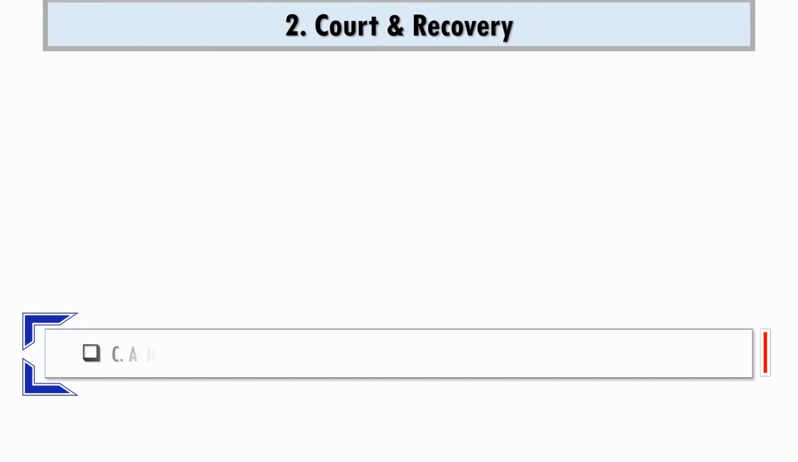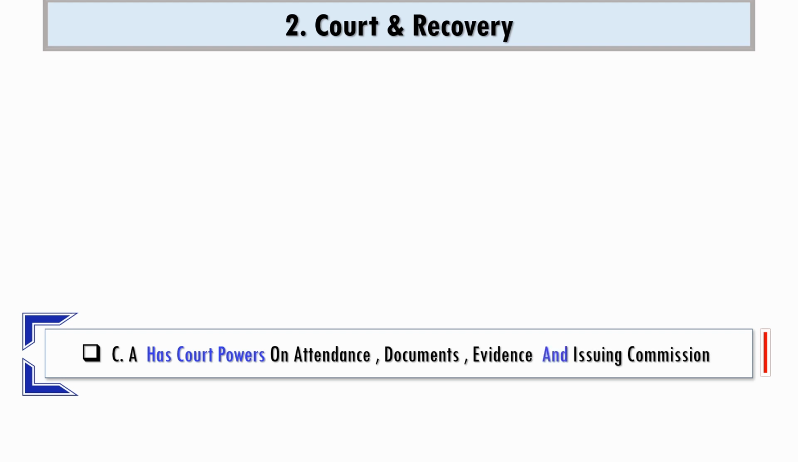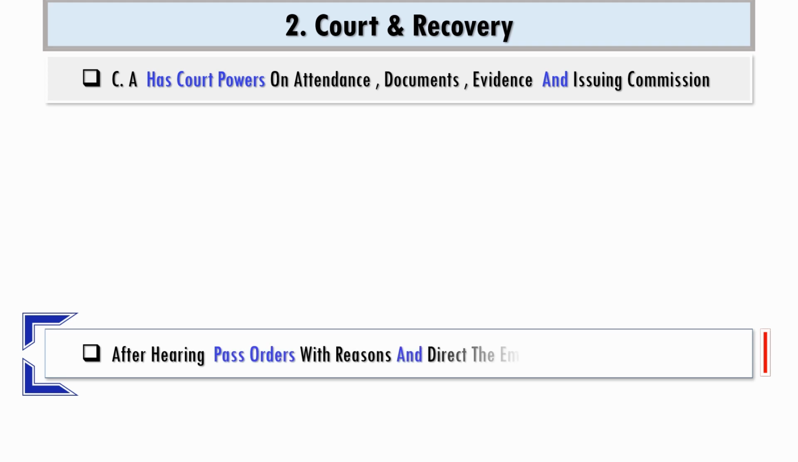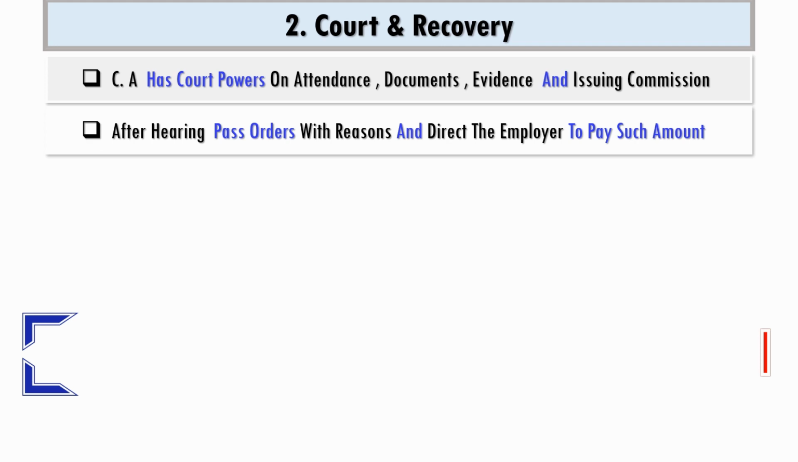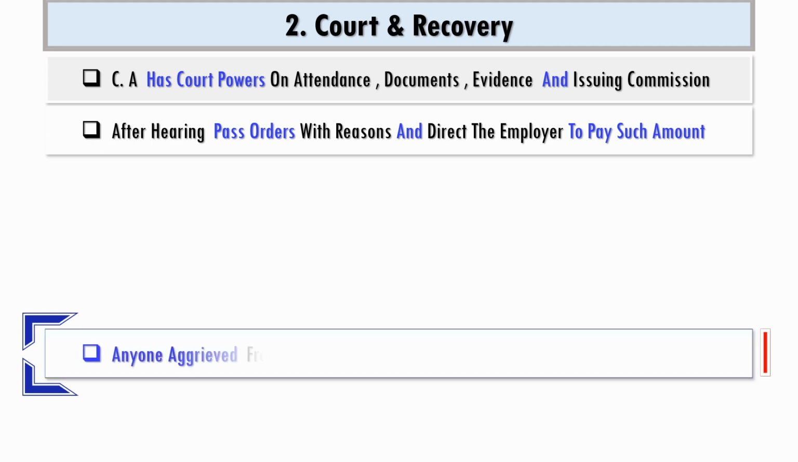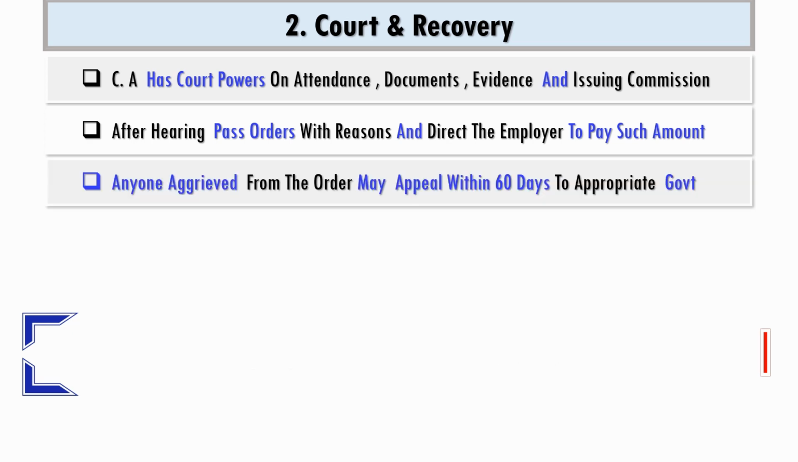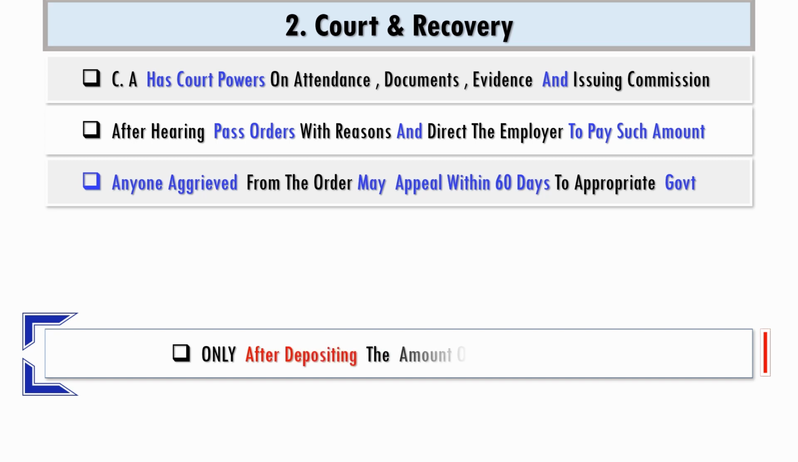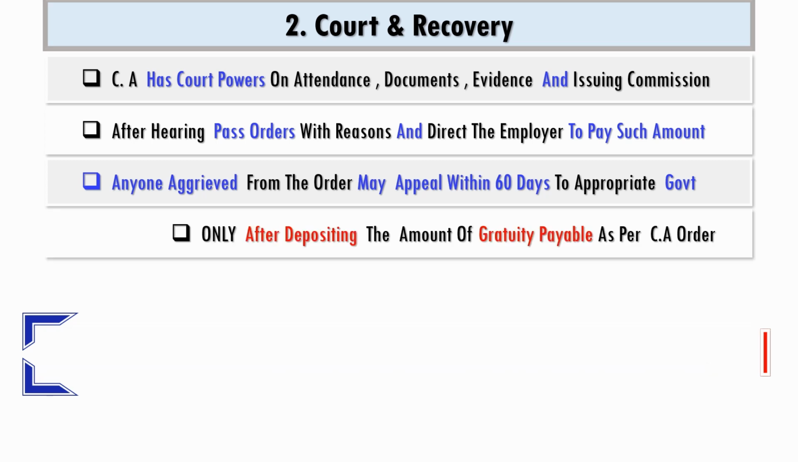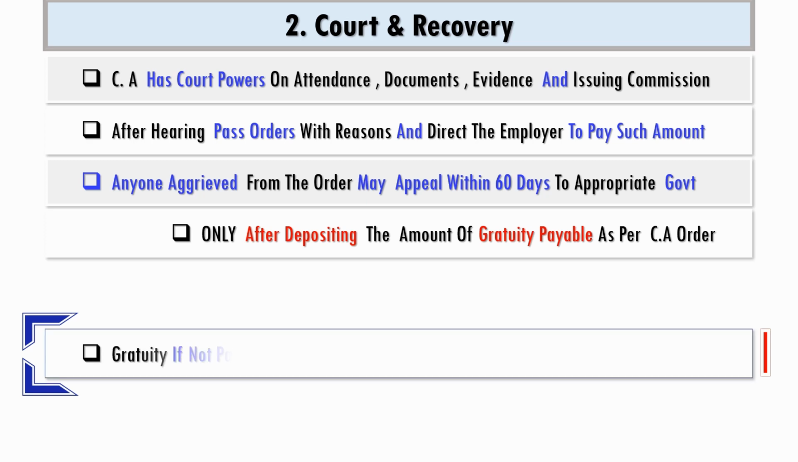The controlling authority has court powers on getting attendance, documents, evidence and issuing commission. It can pass orders after hearing, with reasons, and direct the employer to pay such amount. Anyone aggrieved by the order of the controlling authority may appeal within 60 days to the appropriate government, but this can be done only after depositing the amount of gratuity payable as per the order of the controlling authority.